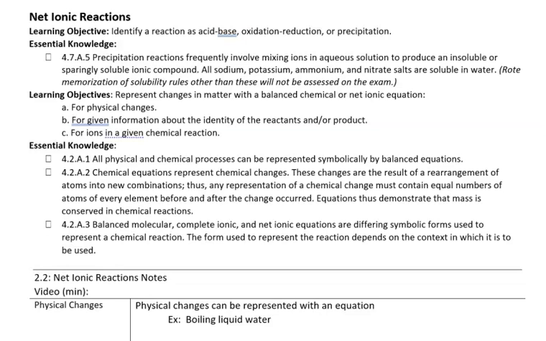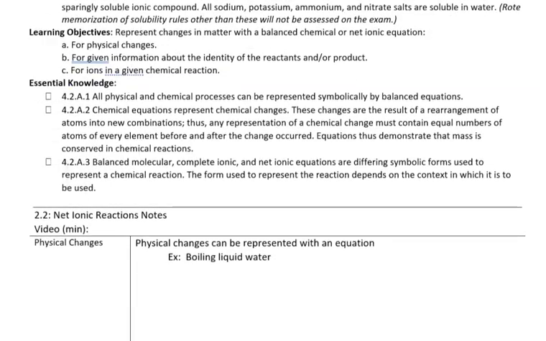All physical and chemical processes can be represented this way. Chemical equations represent chemical changes and must show the conservation of mass. And then balanced molecular, complete ionic, and net ionic equations have different symbolic forms and are used for different purposes.